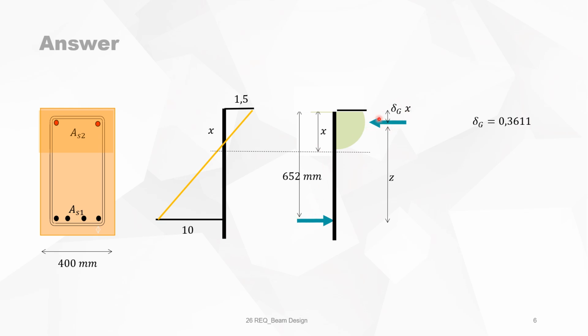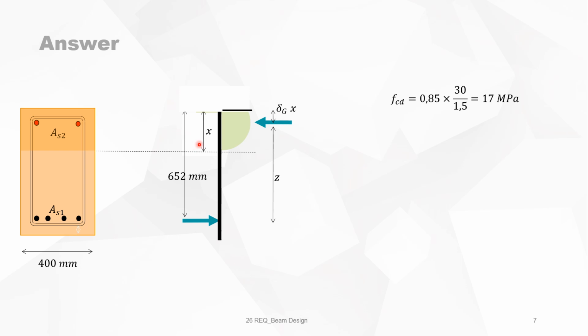So we know that delta G, the position of the compression force in the concrete, is at the distance 0.3611x because it's in the domain 1B. We know that the filling coefficient is 0.5628, and x you can find with similar triangles. It is equal to 1.5 divided by the sum of those two, times d, which is 652. So x gives you 85 millimeters. That is the position of the neutral axis.